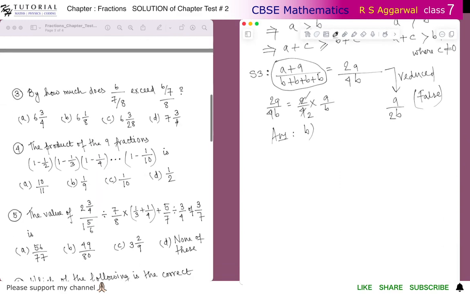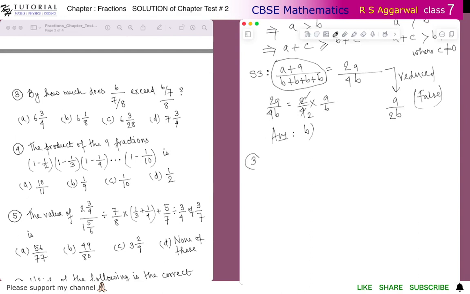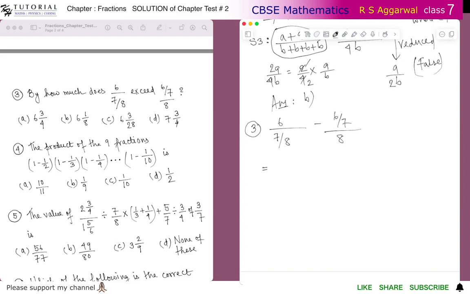Let's see question number 3. By how much does this exceed this? It's asking for the difference of 6 upon 7 by 8 minus 6 upon 7 divided by 8. It is asking by how much the first fraction exceeds the second fraction, so it is asking the difference between the first fraction and the second fraction. So we have to find this. Now what is 6 upon 7 by 8?